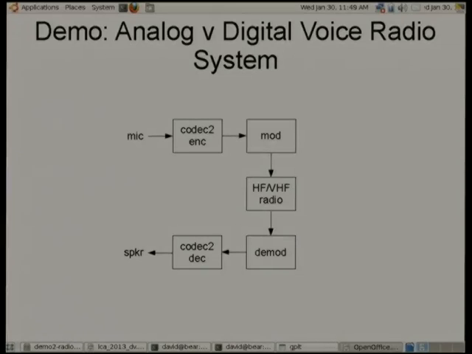So now I'd like to demonstrate analog versus digital radio system.